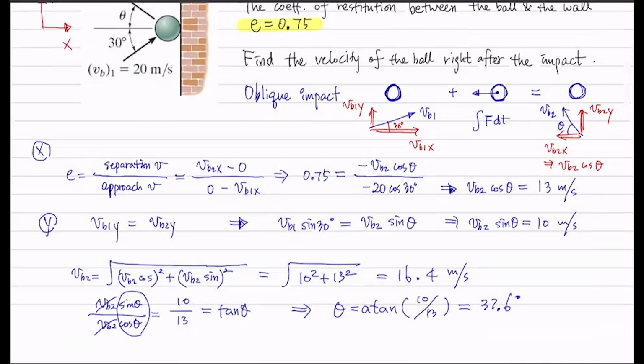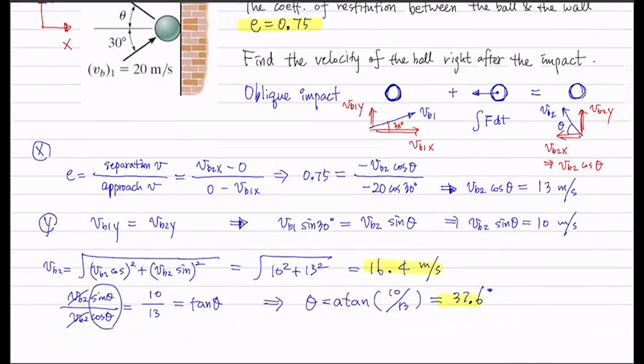So after we get all these, we can finally find out that after this thing bounced back, it's going to have a velocity of 16.4 meters per second. And the angle is going to be 37.6 degrees. That's the velocity of the ball right after it bounces back from the wall. Okay? And let's try another example.